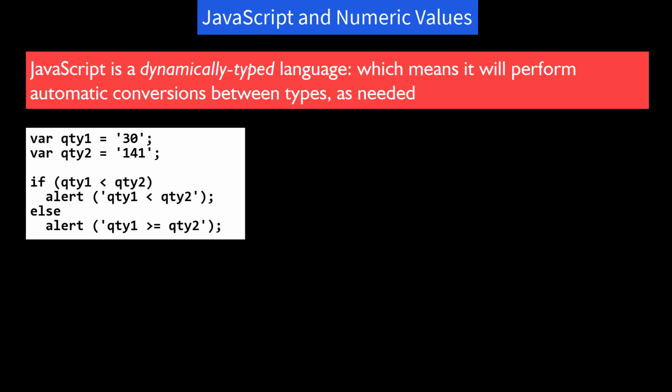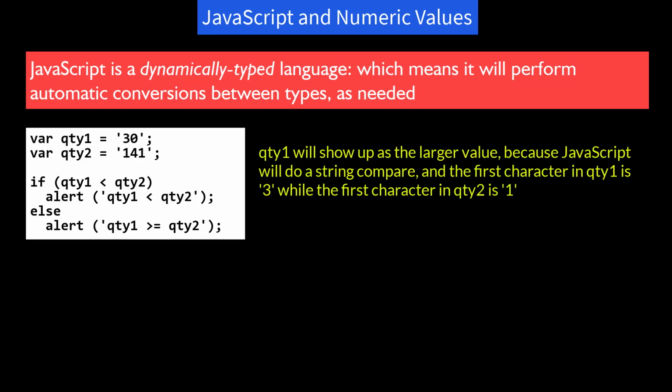But if you declare var quantity1 equals "30"; var quantity2 equals "141"; and then if you compare if quantity1 < quantity2, alert "quantity1 less than quantity2", else alert "quantity1 greater than or equal to quantity2". In this case, quantity1 will show up as the larger value because JavaScript will do a string compare, and the first character in quantity1 is 3, while the first character in quantity2 is 1.